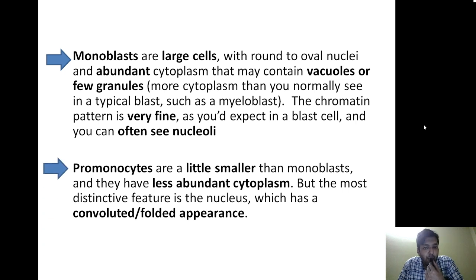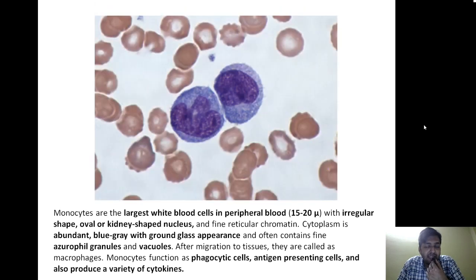The chromatin pattern is very fine, and as you would expect in a blast cell, they also have nucleoli. Promonocytes are a little smaller than the monoblast, and they have less abundant cytoplasm, but the most distinctive feature is the nucleus, which has a convoluted, folded appearance that I have already discussed. Now this is how the monocytes appear. Remember, in most cases monocytes do not have a kidney shaped nucleus. The shape is somewhat like this.